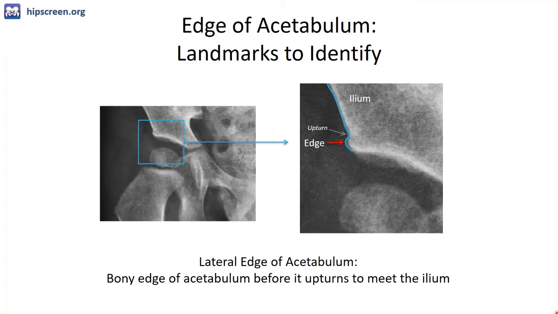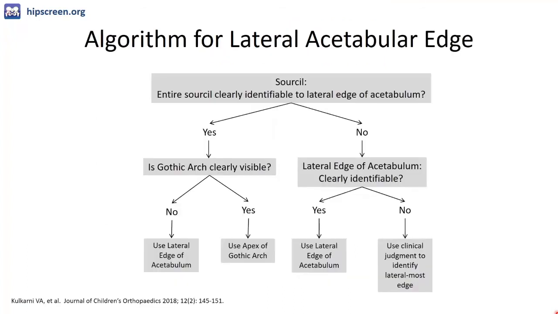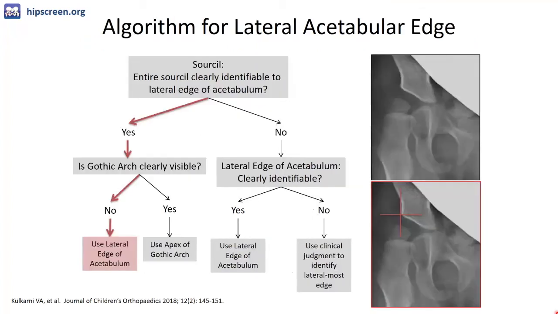So using this terminology, let's go through an algorithm that we published recently on how to accurately identify the lateral acetabular edge. We have to ask ourselves a series of questions, and I'll lead you through those questions through 4 examples. So in this example, we have these two x-rays. They're actually the same x-ray, but the x-ray on the bottom has a crosshair where the center of the crosshair correlates to the edge of the acetabulum that should be chosen. The top x-ray shows you without any markings so that you can see the landmarks a little bit better.